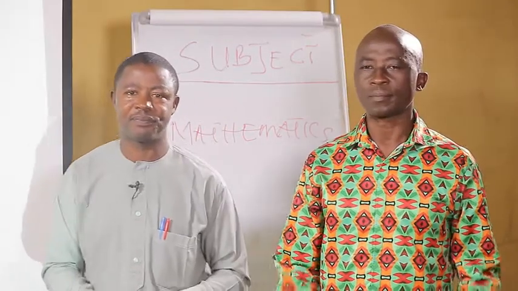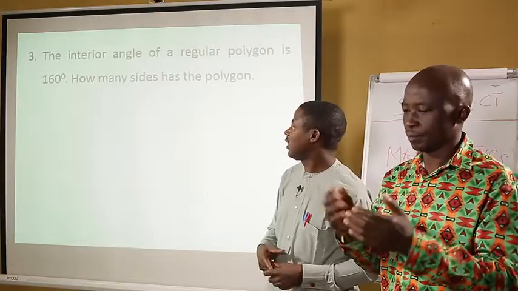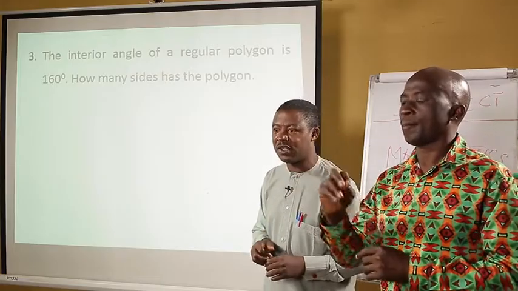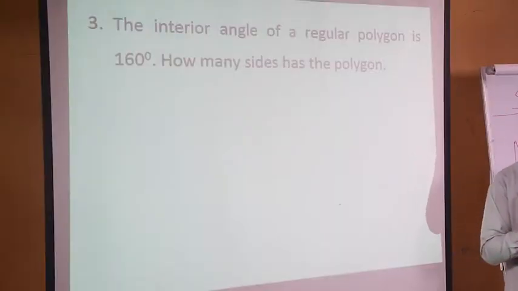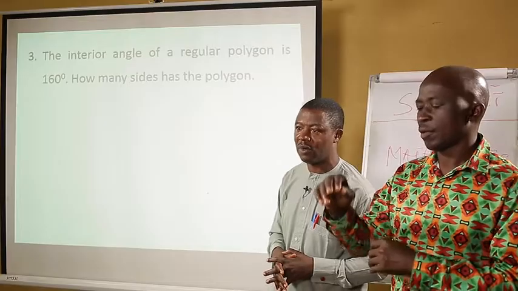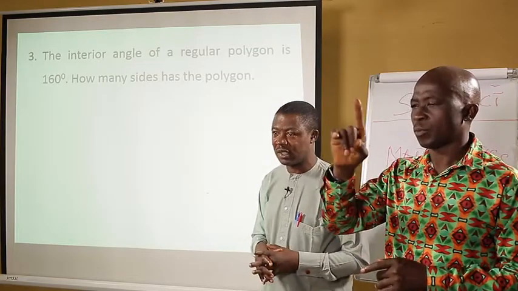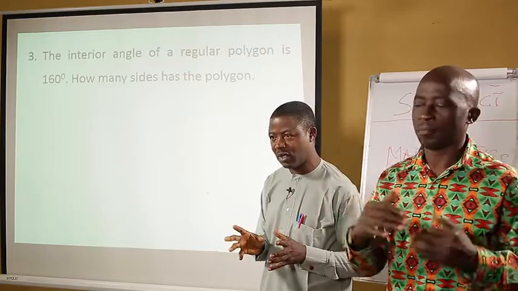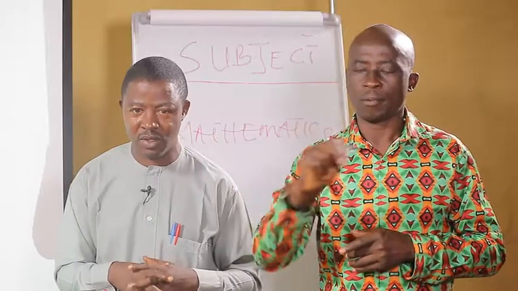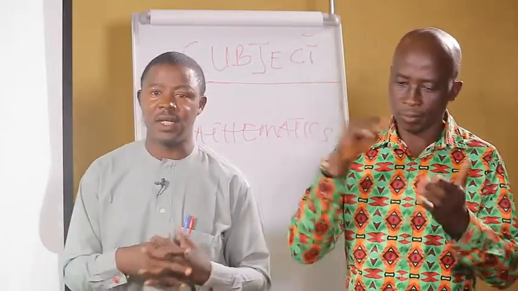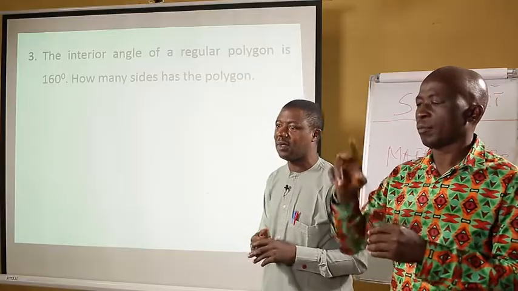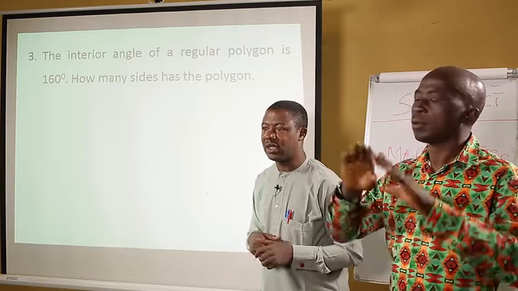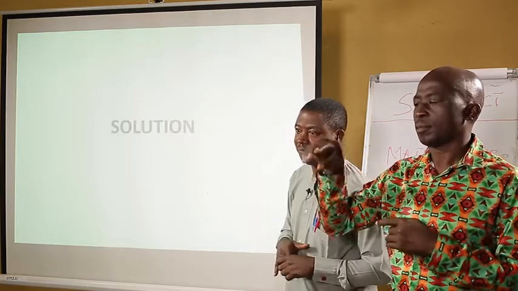Example 3. The question says, the interior angle of a regular polygon is 160 degrees. How many sides has the polygon? Question again, the interior angle of a regular polygon is 160 degrees. How many sides has the polygon? Solution.